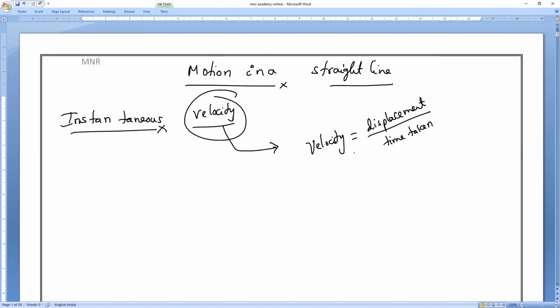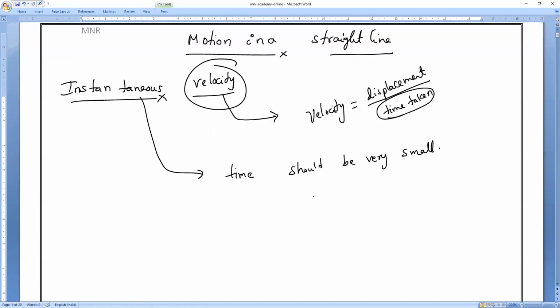Yes, sir. Now, in the same way, we are going to see instantaneous velocity. What do you mean by instantaneous velocity? Remember, the time period we are taking here must be very, very small. Between the two intervals, the time period must be very, very small. Then that is what we call instantaneous velocity.